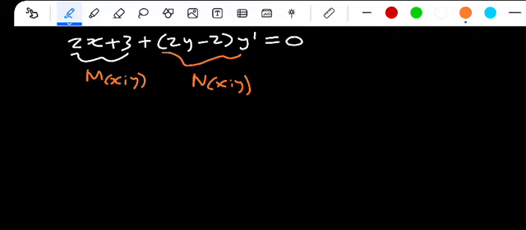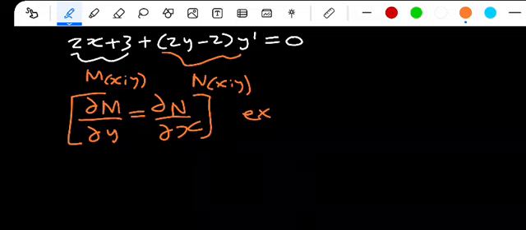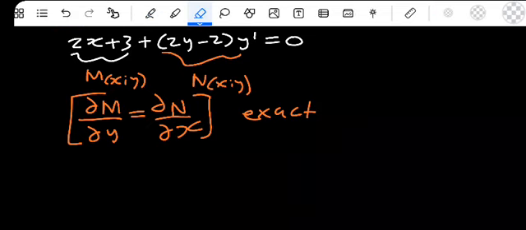If we take the partial derivative of M with respect to y, it must be equal to the partial derivative of N with respect to x. If they are equal, then we have an exact equation. So let us check whether this takes place.